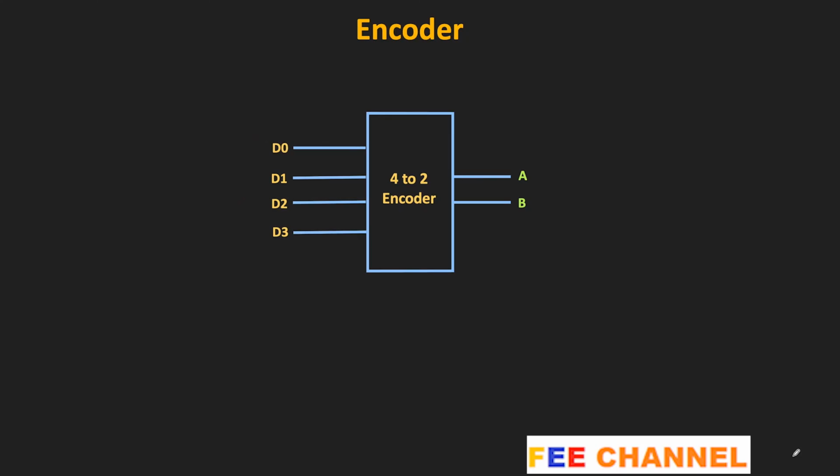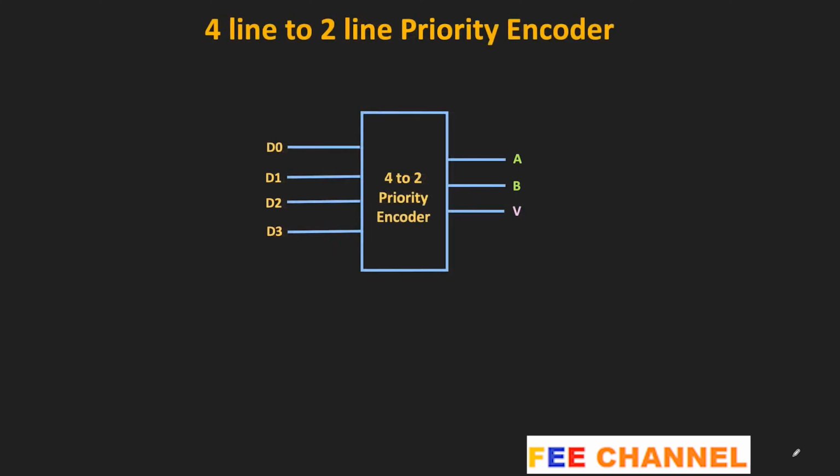So in the previous video, we briefly discussed the priority encoder. But in this video, we will understand it in detail. And for that, first of all, let us start with the 4-to-2 encoder. So this 4-to-2 priority encoder has 4 inputs and 2 outputs. Working, truth table, and logic circuit.